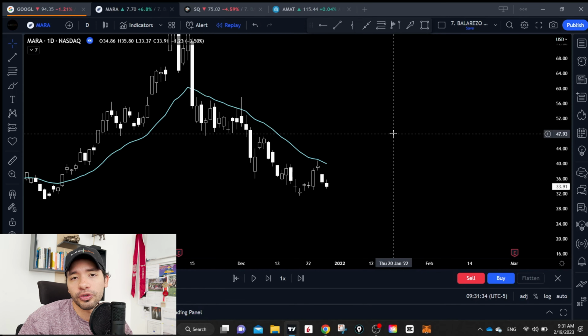Just use the 21 exponential moving average as basically a line in the sand, and tell yourself, I'm just going to trade bullish positions when the price is above it, and I'm just going to trade bearish positions when the price is below it.